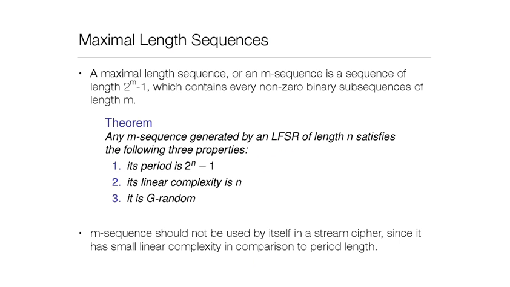Any M sequence generated by a length n LFSR satisfies the following things. It is G random, its linear complexity is n, and its period is this value.